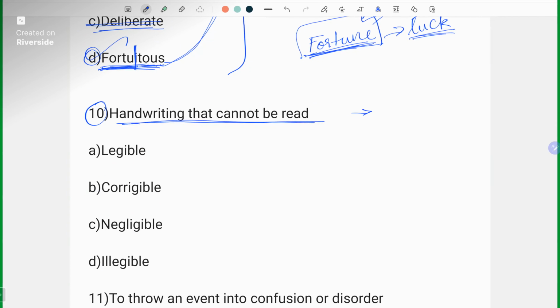Option? D. I want more answers. Please work this through. Come up with the answer. Handwriting that cannot be read. Okay, D, ma'am. See, the answer is D. Very good, very good. See, option is D.